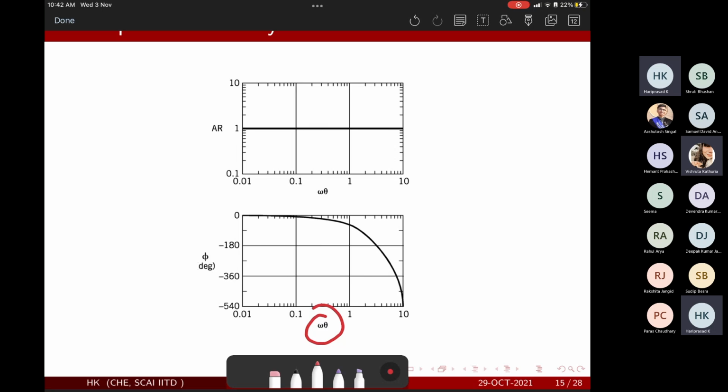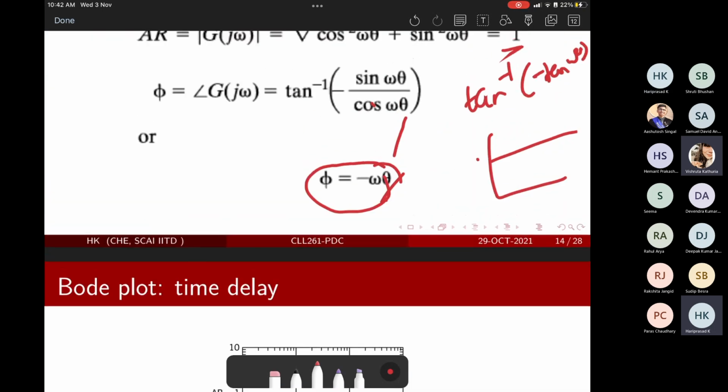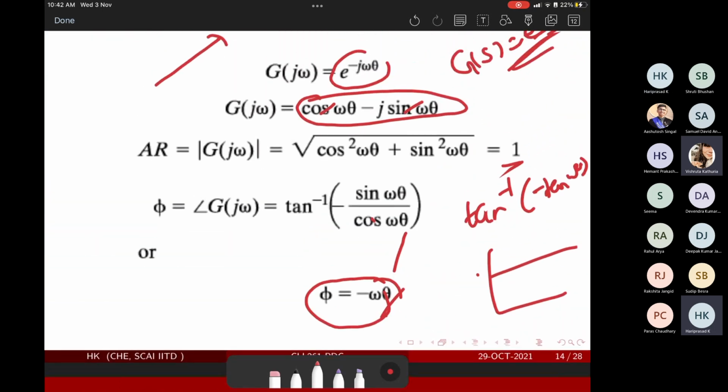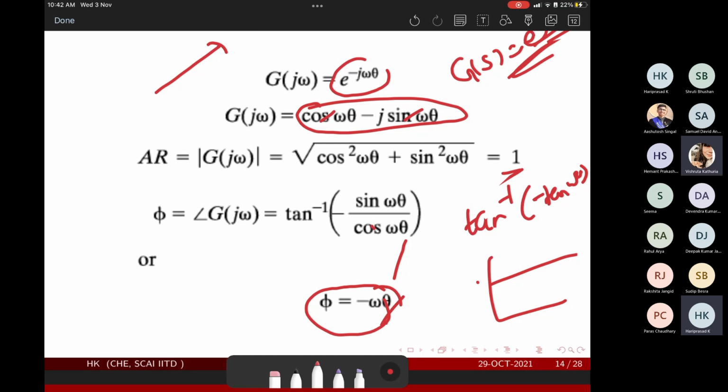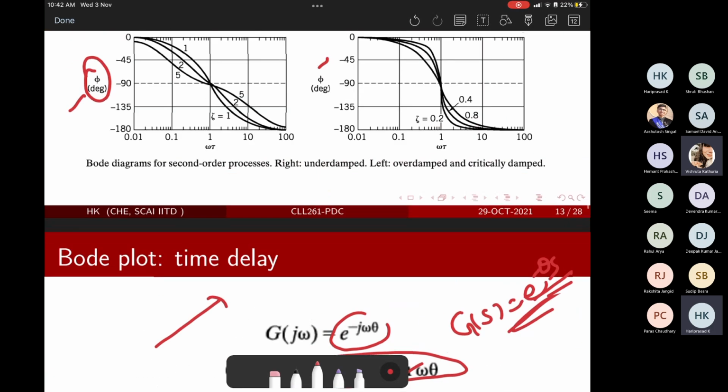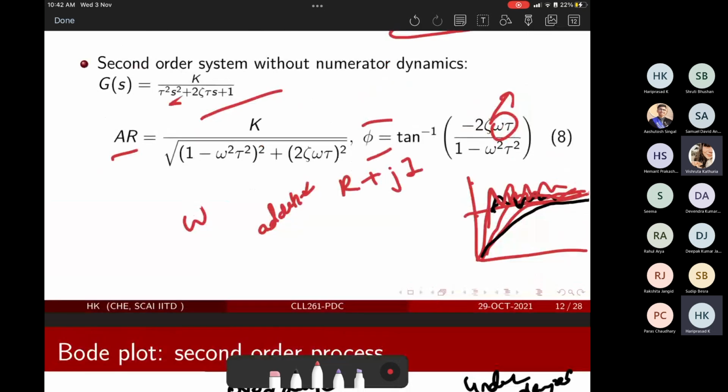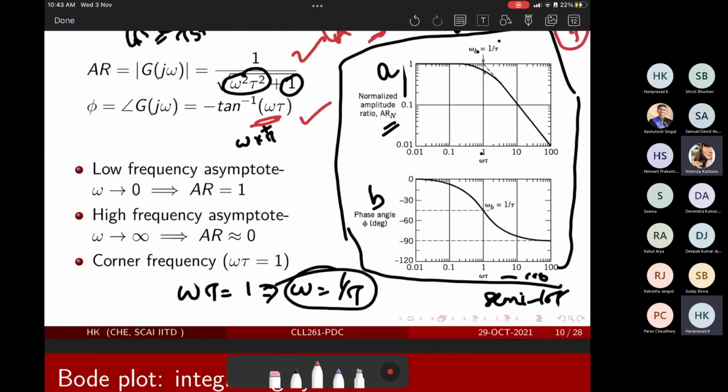Shouldn't the phi be minus of tan inverse of the imaginary part by the real part? So there should be an additional minus in front of the phi, right, in the time delay part.